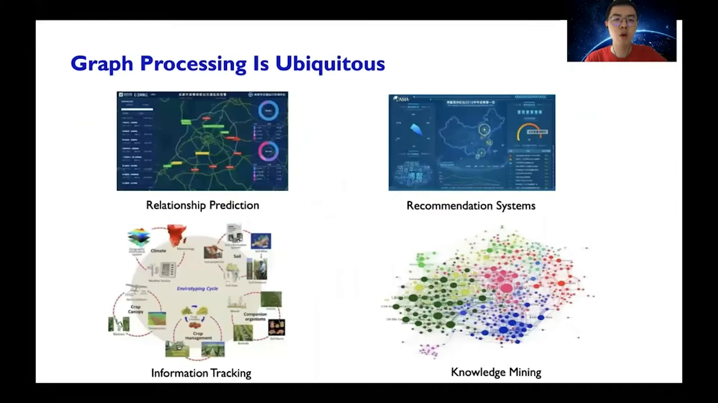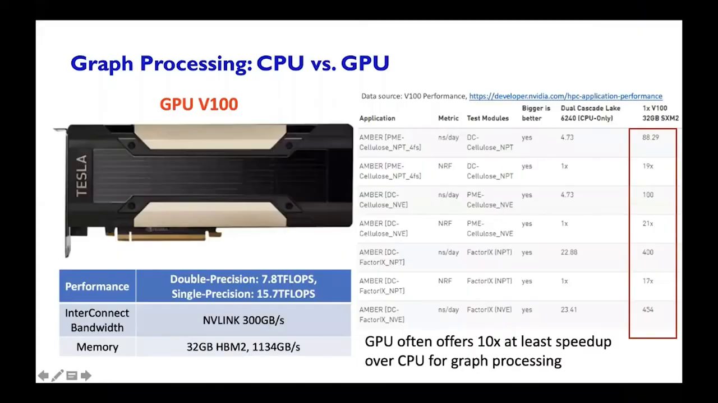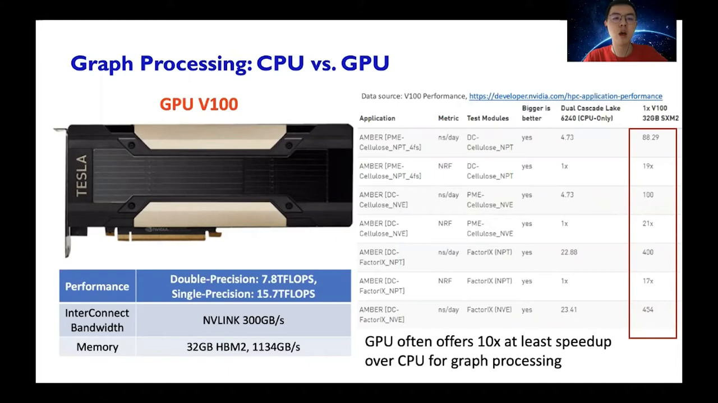Graph processing has been widely used in a variety of real-world applications, including relationship prediction, recommendation systems, information tracking, and knowledge mining. There are a lot of graph processing systems on CPU. Compared to CPU, GPU often has higher computational parallelism and bandwidth. For example, the latest GPU V100 has over 7.8 teraflops double precision with massive parallelism. It adopts high bandwidth memory with 32 gigabytes and over 1,000 gigabytes per second internal bandwidth.